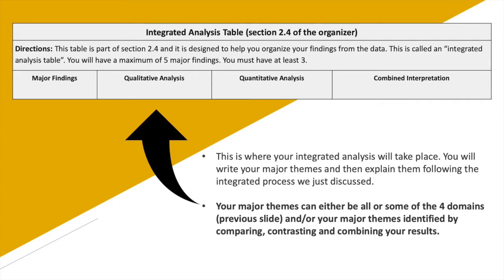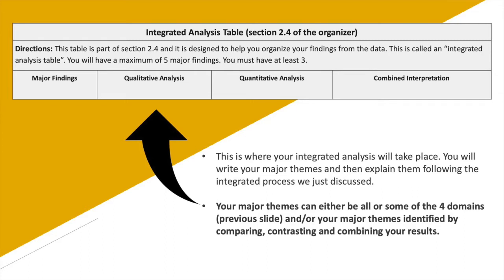So your integrated analysis table, which is section 2.4 of your Action Research Organizer, is where you're really going to get your hands dirty in terms of doing this analysis, comparing, contrasting, and combining your qualitative and your quantitative information. This is where your integrated analysis will focus on identifying those major themes and explaining those in clear and succinct detail about what that lived experience looks like behind the theme.